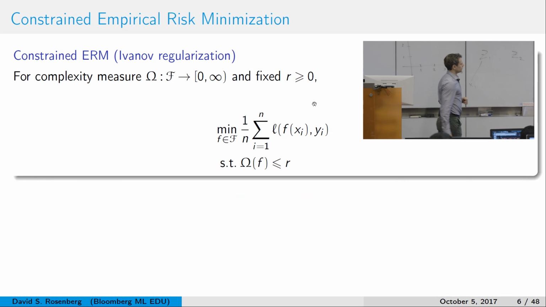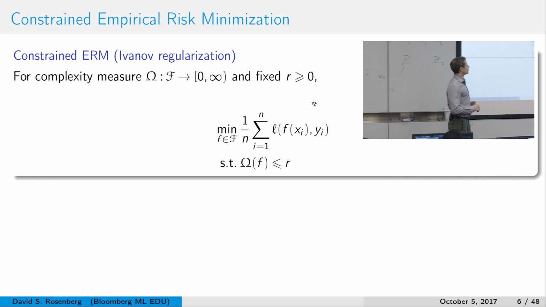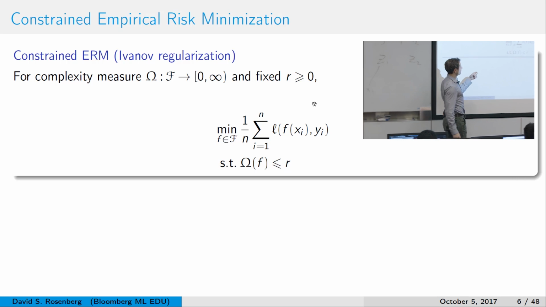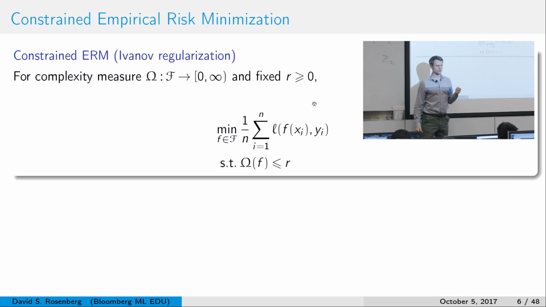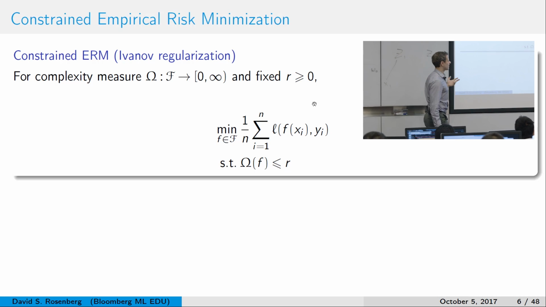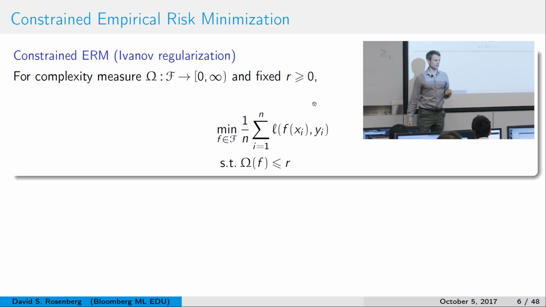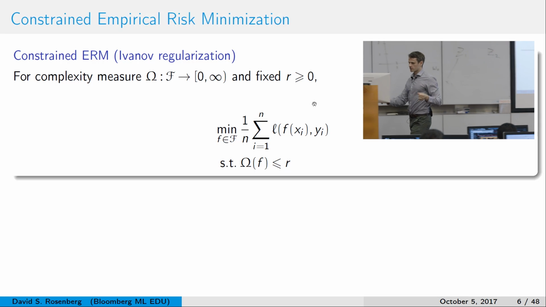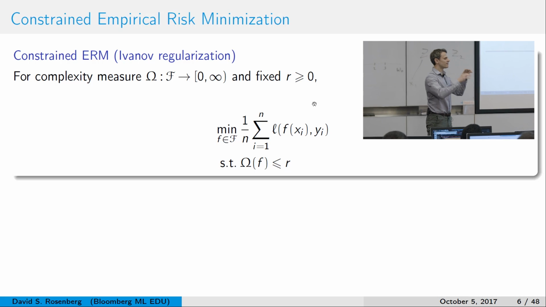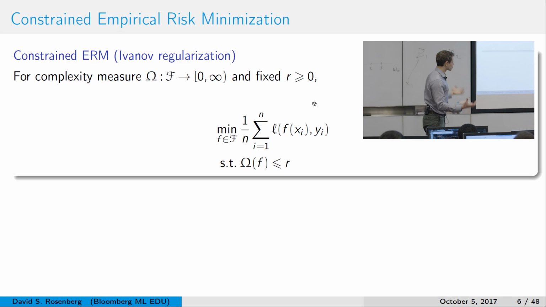So this is constrained empirical risk minimization. Our objective function is the average loss on some training set. And we're searching for a function in the hypothesis space that minimizes that average loss, subject to the constraint on the complexity. We say, all right, just find the best we can do with complexity not exceeding R. And this goes by another name sometimes, Ivanov regularization. So Ivanov corresponds to this kind of constraint on the complexity of the functions.